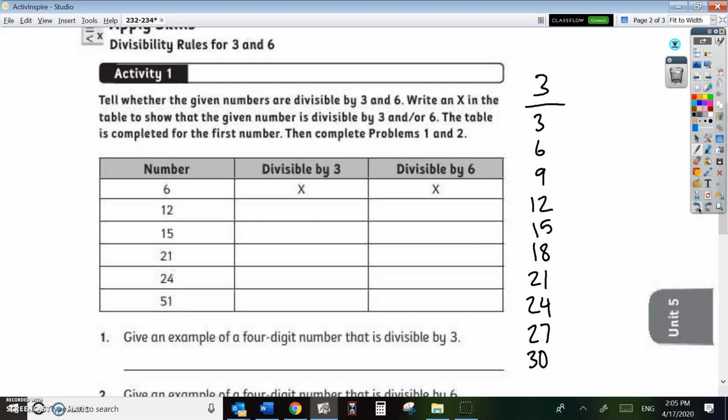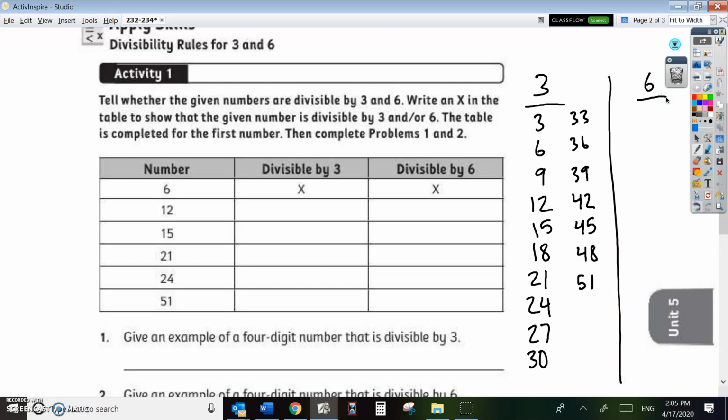30 plus 3 is 33, 36, 39, 42, 45, 48, 51. Okay, so 51. And now 6. 6, 12, 18, 24, 30, 36, 42, 48, 54, 60, 66. Alright, I think that's enough.